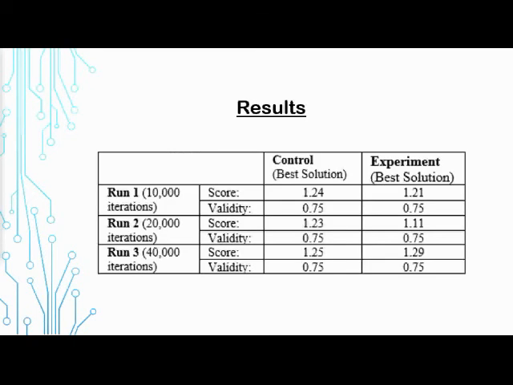The results obtained during the experiment are presented in the following table. As you can see, there were 3 runs of the experiment. The first run had 10,000 iterations, the second run had 20,000 iterations, and the third run had 40,000 iterations. Following each run, the best solution was selected from the control and the experiment. The best solution was based on the score, which is the fitness of the solution with respect to the 2 objectives which were to be optimized, with the criteria that the solution had to have a validity of 0.75 or higher.